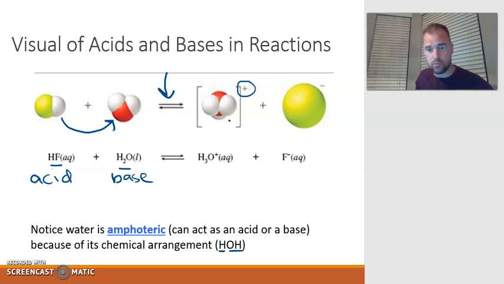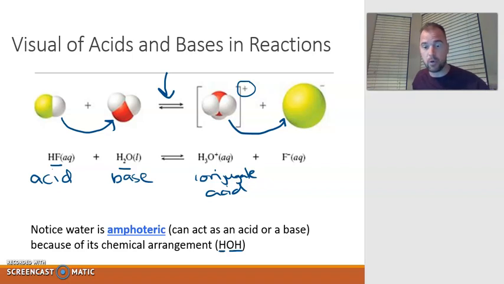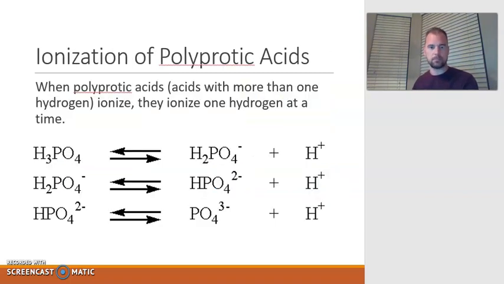Now, it can give the hydrogen right back to where it came from, right? So H3O+, since it wants to donate the hydrogen or give up the hydrogen, what would H3O+ be? It would be the conjugate acid because it wants to give up the hydrogen. And the fluoride ion, that would be known as the conjugate base because it wants to accept the hydrogen back. Okay, so that's how you can identify what the acid is, what the base is, what the conjugate acid is and what the conjugate base is.